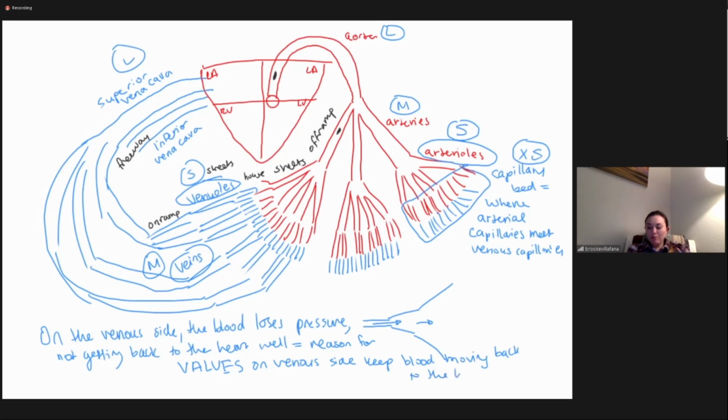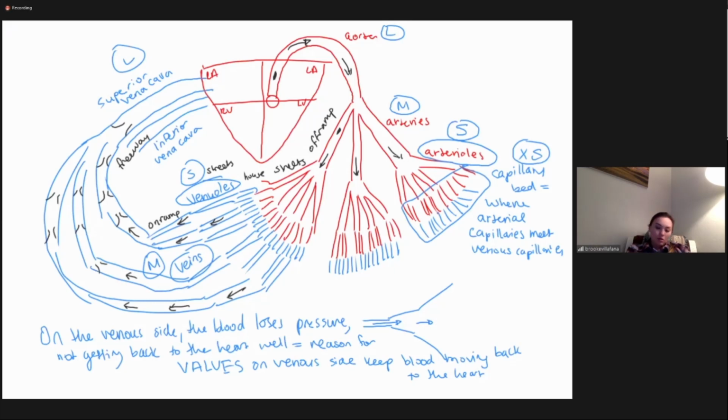There's no need for valves on the arterial side because that blood is flowing really nicely all the way down. But as we start to go back to the heart this way, we go from small little tiny vessels to really big vessels, and we lose pressure. So what your body has in place are these valves, and each time the heart beats, the blood is kind of, I picture it, pushed up to the next valve.